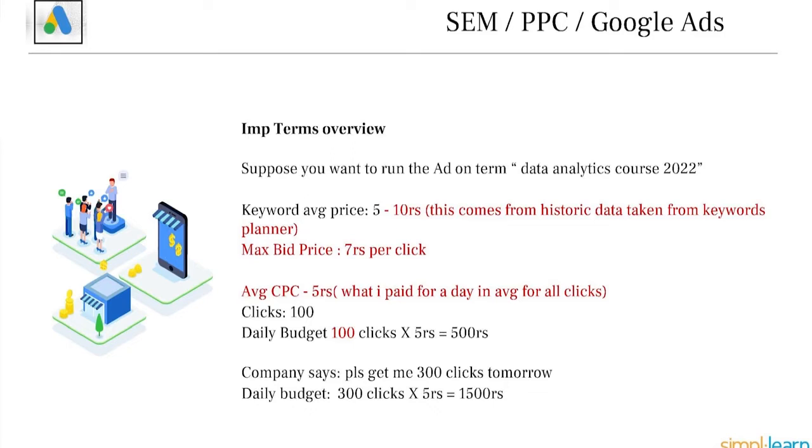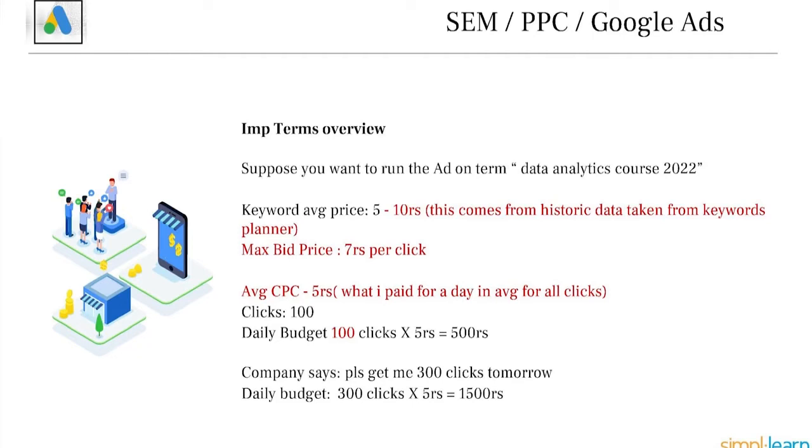And suppose I've got 100 clicks, then it's simple maths that the budget I have spent today is 5 rupees for one click, 500 rupees for 100 clicks. So the daily budget would be 500 rupees. And tomorrow if the company says I need 300 clicks, then of course, from the historical data of yesterday, I would do my maths and submit a daily budget not for 100 but for 300 clicks, so that with 1500 rupees I can expect 300 clicks at the cost of 5 rupees per click. Okay, so this is a very simple example to explain how things work.